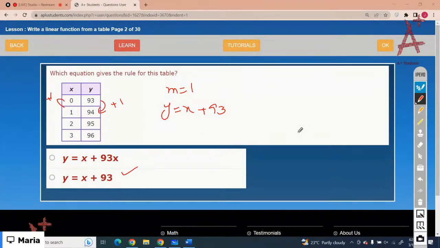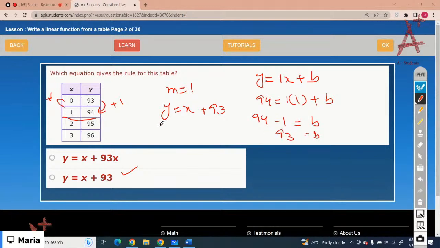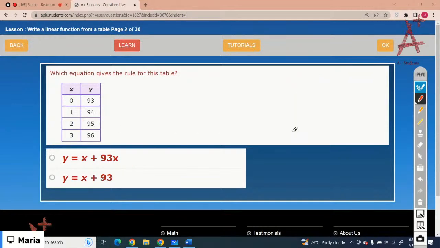You can use any of the points to calculate. Let's suppose I'm using this one, 1 and 94. It would be y equals 1x plus b. So use this point 1 and 94. 94 equals 1 times 1 plus b. Just subtract 1 to the other side. It would be b equals 93. So b is 93. So the equation would be y equals 1x plus 93. Got it? That is equation number 2. The correct one is x plus 93. Got it?